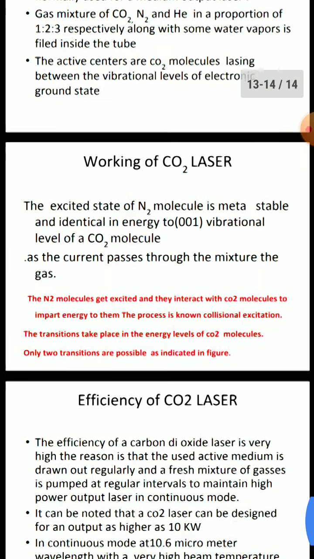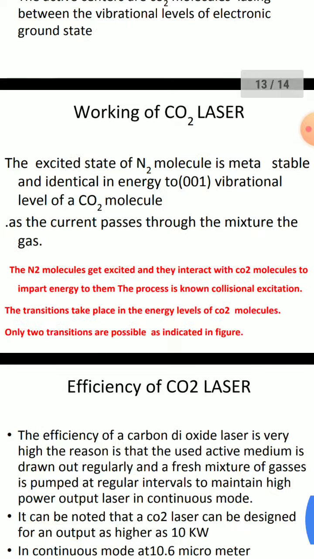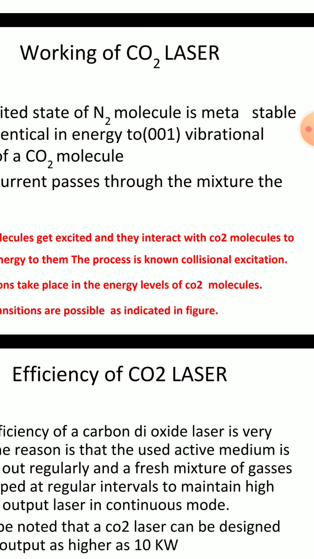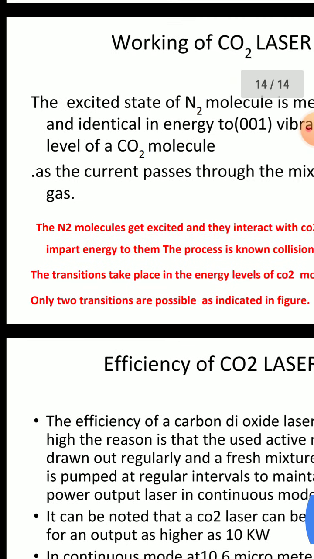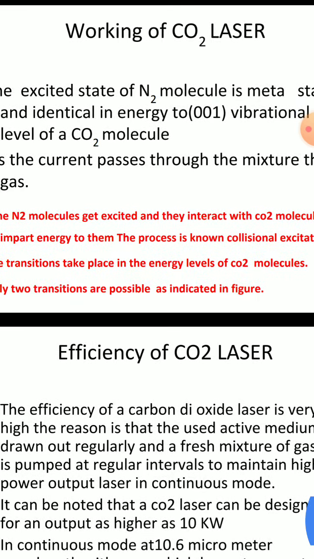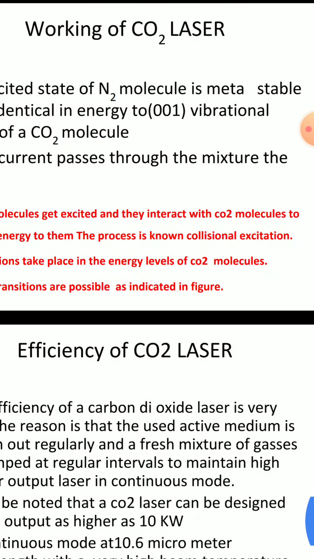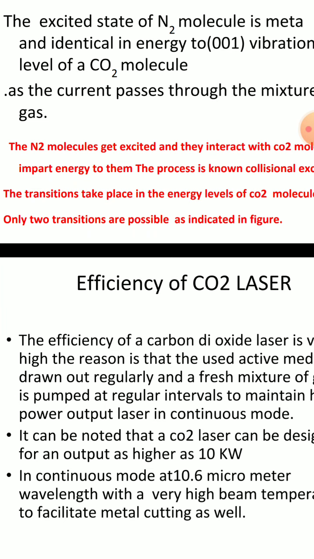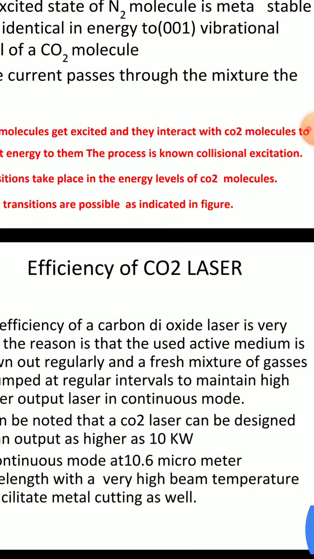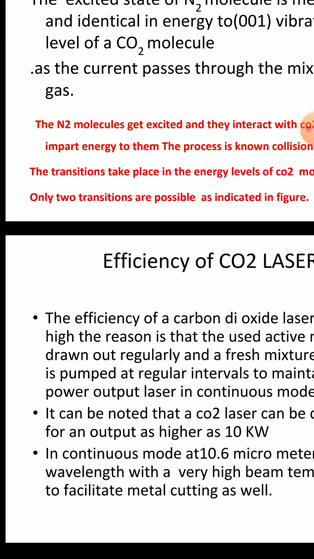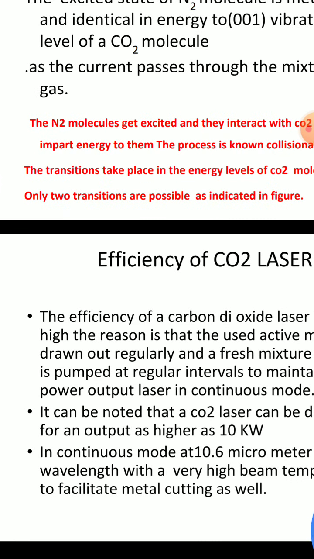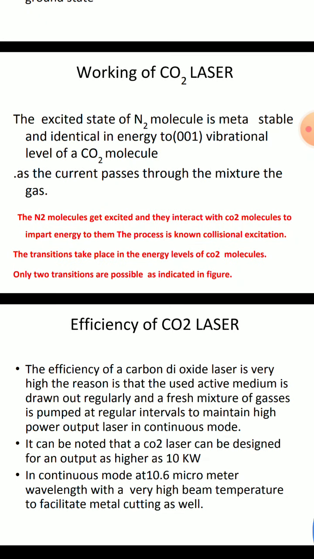As the current passes through the mixture of the gas, the N2 molecules get excited, as I already told, and interact with the CO2 molecules to impart energy to them. The process is known as collisional excitation. The transition takes place in the energy levels of CO2 molecules, and hence you get a laser. Only two transitions are possible, as we have already discussed, 9.6 micrometer and 10.6 micrometers. The efficiency of a CO2 laser is very high.